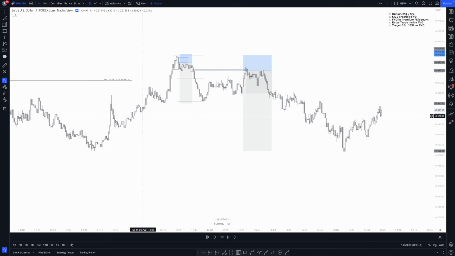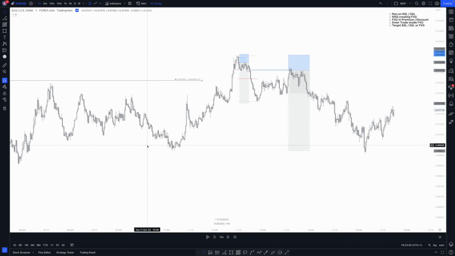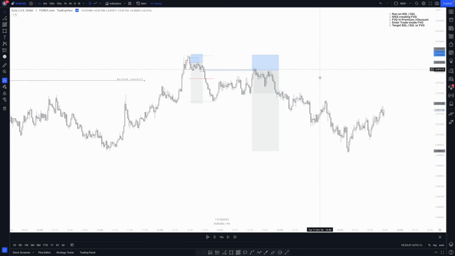You could have targeted this low, you could target this low, you could target this fair value gap down here, or these equal lows. So these equal lows do make sense. It's a good target and you've got solid risk to reward. So that's the EURUSD example.